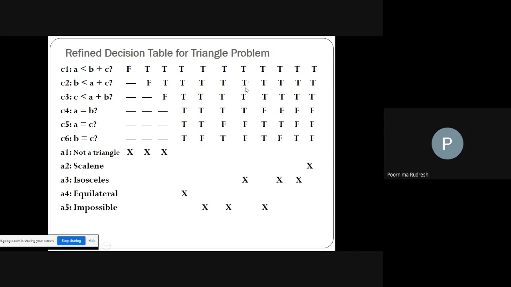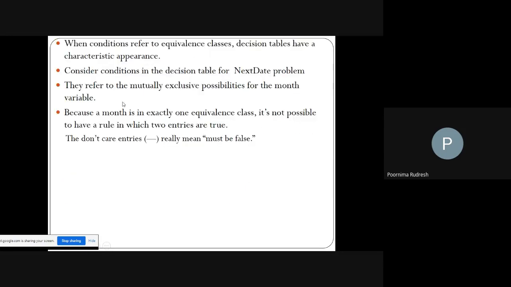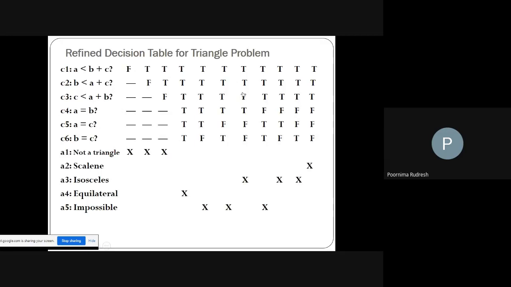Right. Next, we'll move on to one more rule where we can form the triangle and all three conditions C1, C2, C3 are satisfied. Then we look into the conditions C4, C5 and C6. Among the three, if A is equal to B, what does it indicate? Two sides are equal, so it is an isosceles triangle.